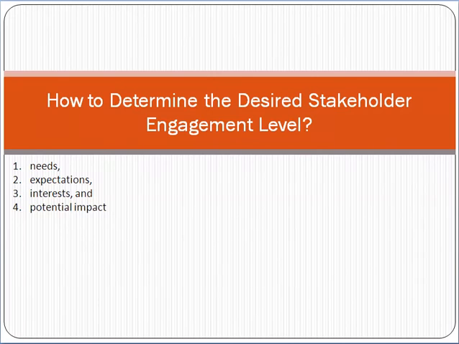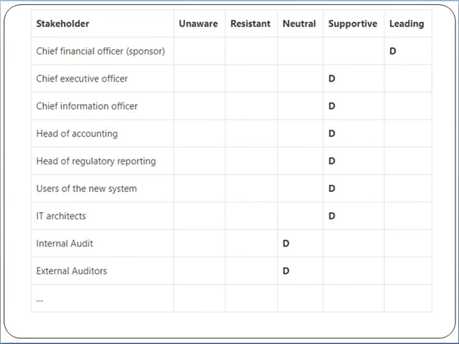Now friend, I can show you a stakeholder assessment matrix. For example, here you can see the stakeholders and the categories by the PMBOK: unaware, resistant, neutral, supportive and leading. For example, the chief financial officer is a leading person, and the desired level is leading. The chief executive officer is supportive, the chief information officer is also supportive. The head of regulatory reporting is also supportive. The internal auditor is neutral, the external auditor is also neutral.